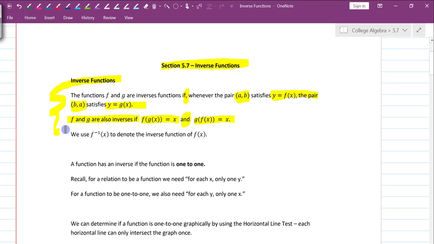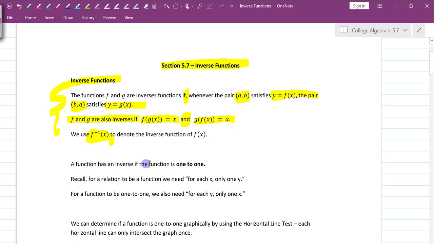When either one of these statements is true, then we have what's called an inverse. We use this notation to denote the inverse function. It's read the inverse of f of x. This is not an exponential. It does not mean that it goes in the denominator, or the reciprocal or anything of that nature. It is simply the notation used to denote that this is an inverse function.